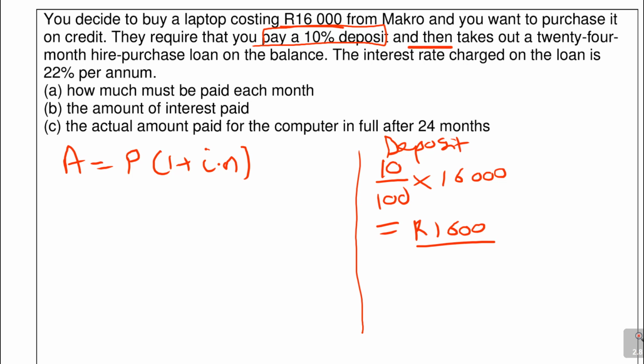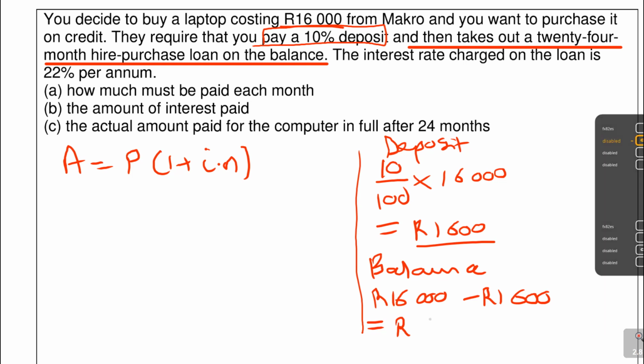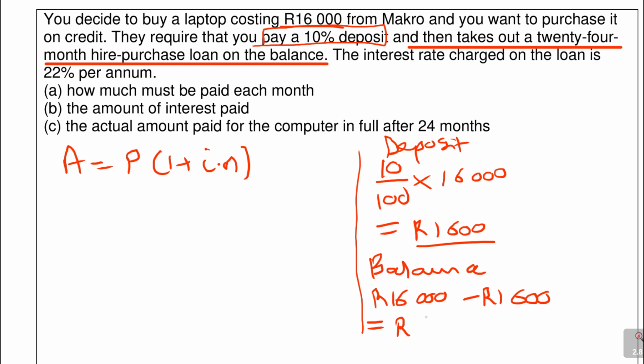Then you take out a 24-month hire purchase loan on the balance. Now let's find the balance. What is the balance after paying the deposit? You're not going to borrow 16,000 now. The balance is 16,000 minus 1,600. Remember, this is your deposit. It's from you. You paid that money, so we can't include it in the balance. It's not part of the money that you need for the loan.